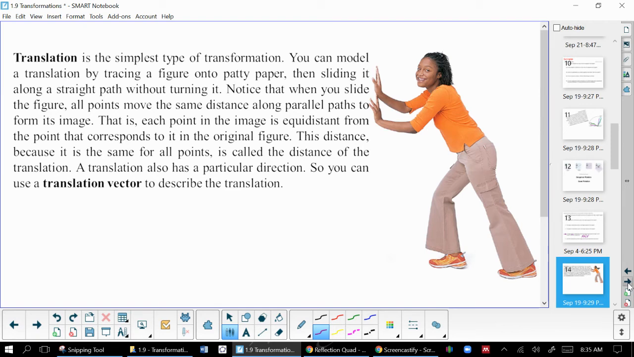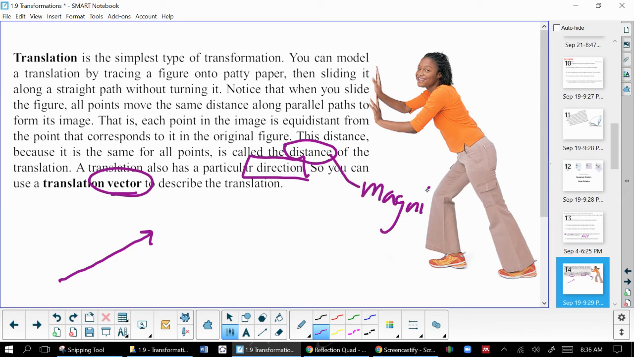Because it's all going in a particular direction, we can call this a translation vector. And if any of you have seen the movie Despicable Me, you know a vector is just a mathematical quantity that is made up of a direction and a magnitude. Distance is a type of magnitude. And we represent it with an arrow in mathematics. So you'll see that on the next slide here.